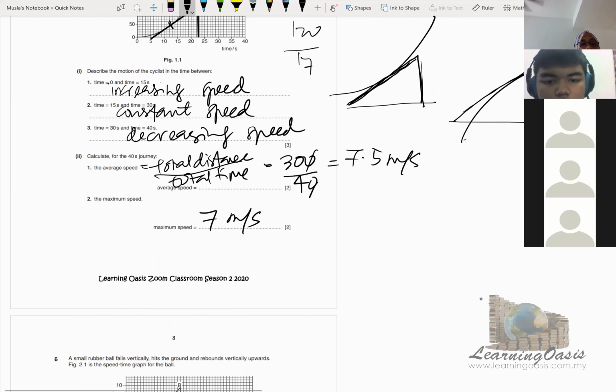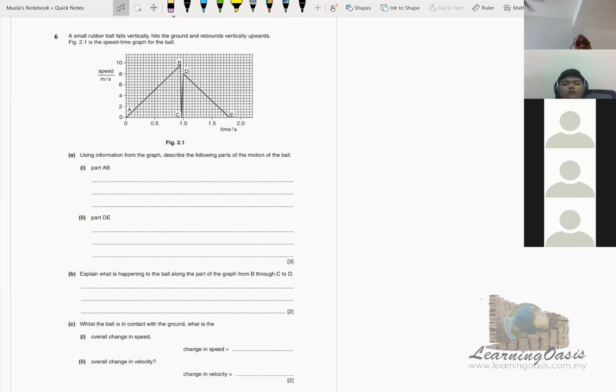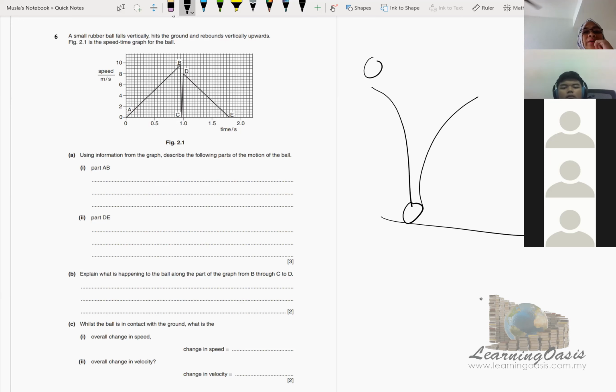Now here. A small rubber ball falls vertically, hits the ground, and rebounds vertically upwards. So you have a small rubber ball that hits the ground and then rebounds back vertically. Now this is a speed time graph for the ball. Balkis, read the answer.